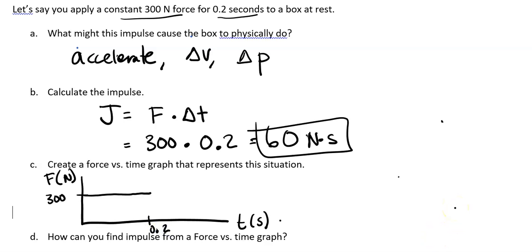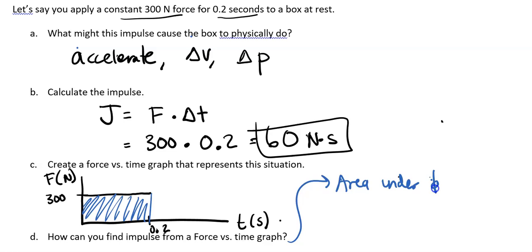Now how can you find impulse from a force versus time graph? I encourage you to pause this video, think about it yourself, and then check back in. If I look at this, I need to get to 60 somehow. So a good way to do this is I can calculate the area. The area under the curve of a force versus time graph is impulse.